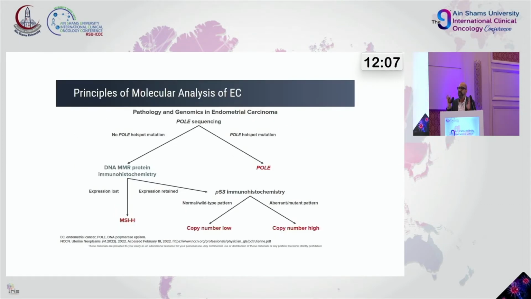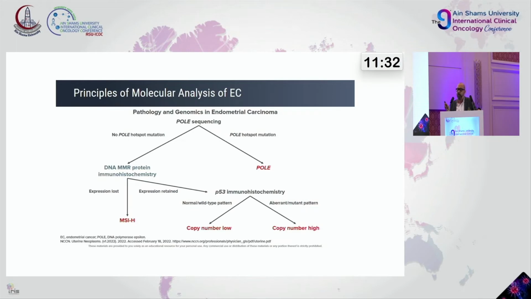Here are the new guidelines for molecular analysis. If you have a patient with endometrial cancer, first you have to test for POLE sequencing. If there is a hotspot mutation, it is POLE positive. If no POLE hotspot mutation, the second step is to test for DNA mismatch repair protein immunohistochemistry. If expression is lost, then it is MSI high. If expression is retained, you have to check for p53 immunohistochemistry. If it is normal or wild type pattern, it is copy number low.